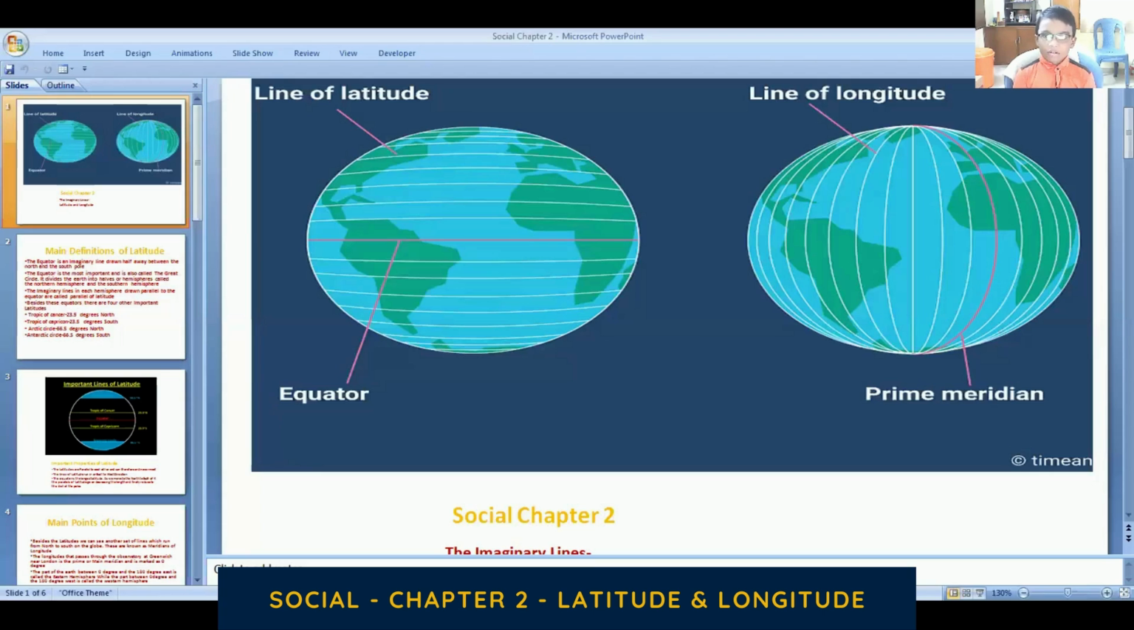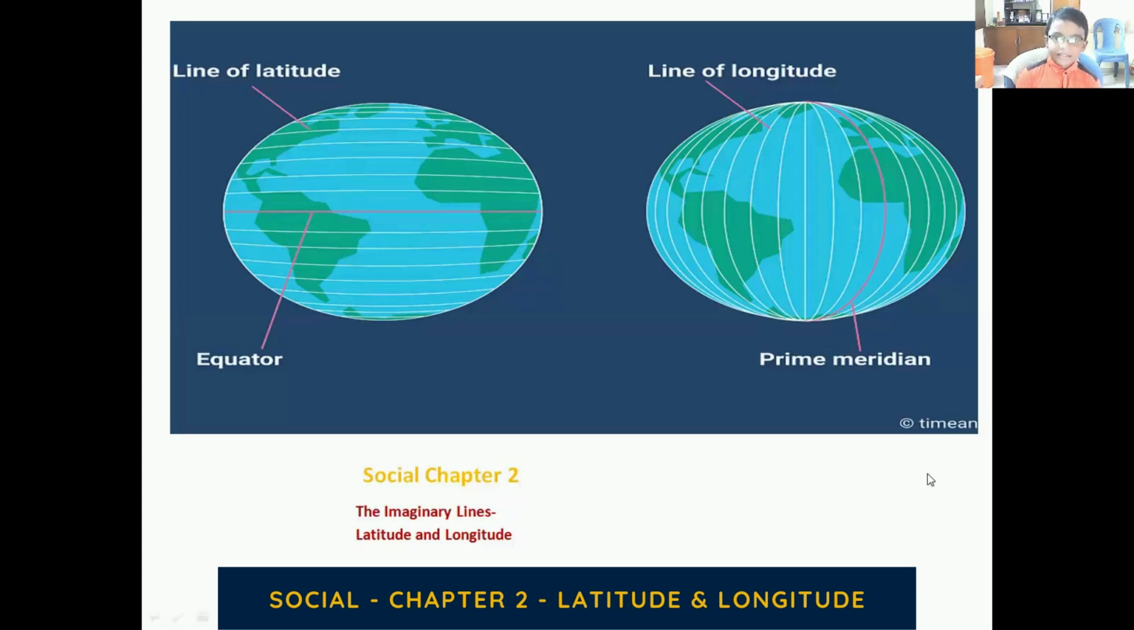Today we are going to see about social chapter 2. Social chapter 2, latitudes and longitudes. In this lesson, we can see a map. This is a map of latitude and longitude.